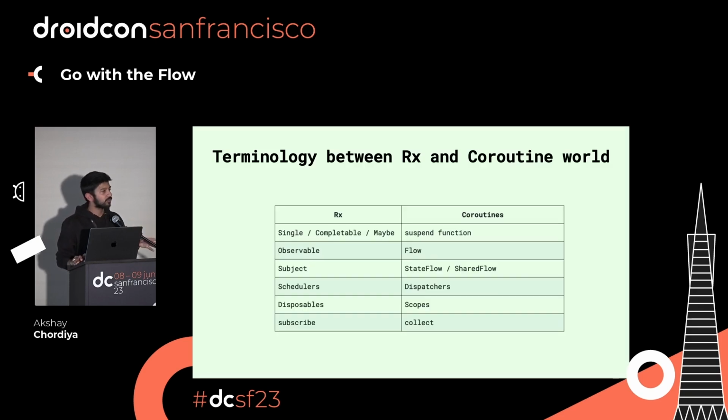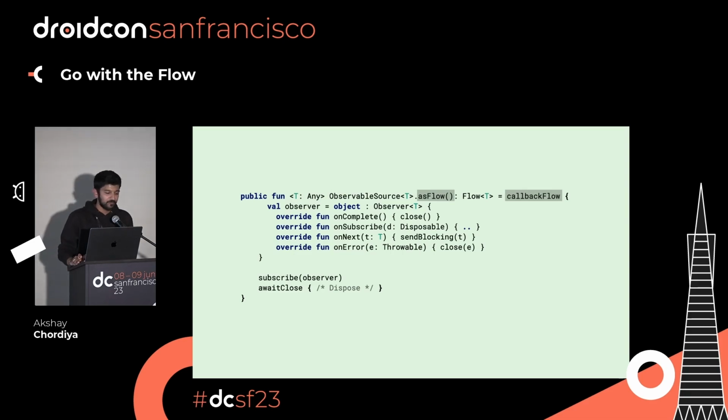Here's a quick comparison of terminology between RX and coroutines. Use this chart as a reference when you're new to the coroutines world or working on migrating from RX to Flow or reverse. The fun fact is the asFlow function, which we saw, is actually internally using callbackFlow to convert the observable to Flow, which is so cool.